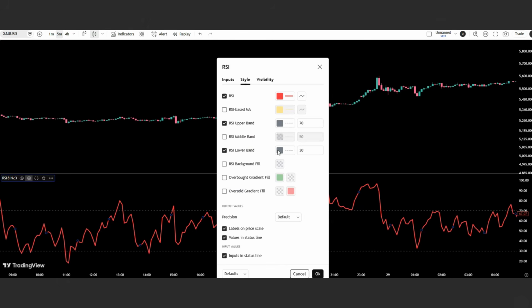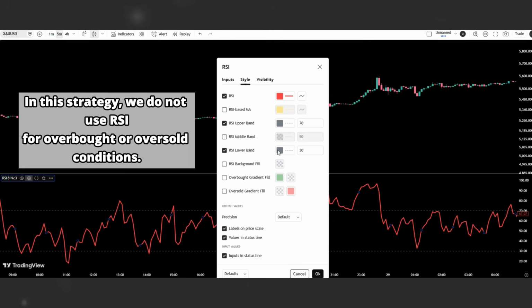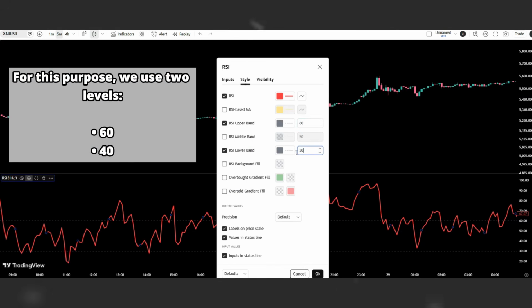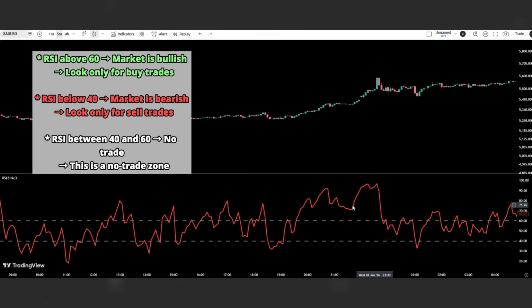Now pay attention to an important point. In this strategy, we don't use RSI for overbought or oversold conditions. RSI is used as a trend filter. It helps us determine whether the trend is up, down, or ranging. For this purpose, we use 2 levels, 60 and 40. If RSI is above 60, the market is bullish, so we'll look only for buy trades. If RSI is below 40, the market is bearish. We'll look only for sell trades. If RSI is between 40 and 60, we do nothing. This is a no trade zone.